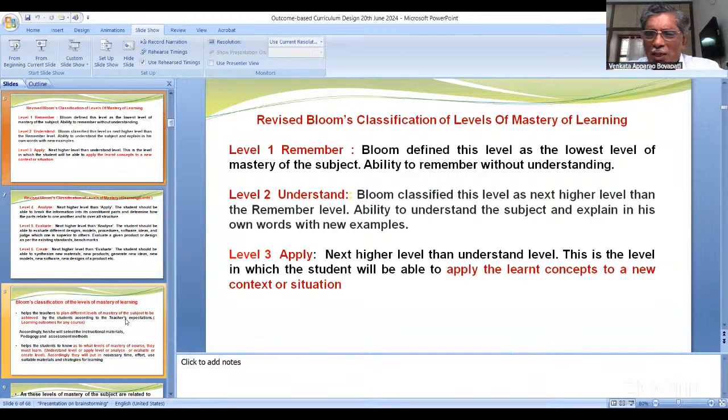The lowest one is remember. The students will be able to remember things without understanding anything. Rote learning. They will give the statements of the theorem, but if you ask them what is it, they can't explain. That is the lowest level. The next higher level is understand. The students can explain the concepts in their own words and give new examples of their own. That is understand level. Next level, apply level. The students can apply the learned concepts to any unknown context. That is apply level.